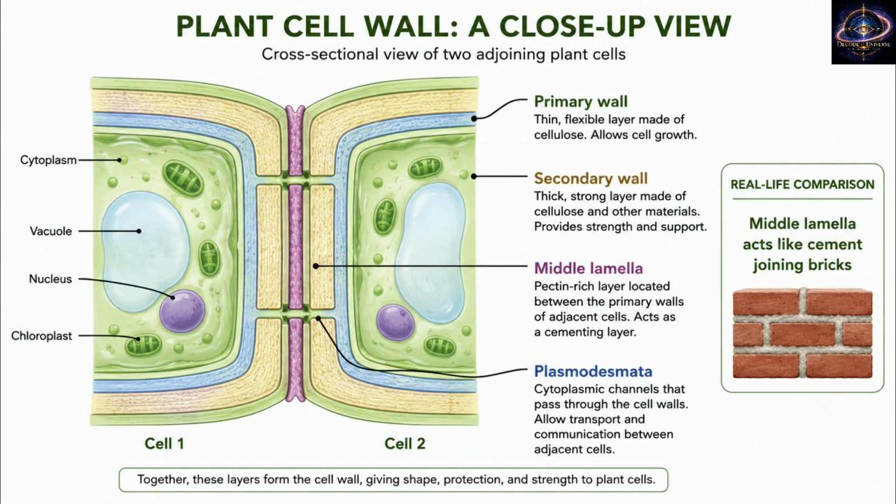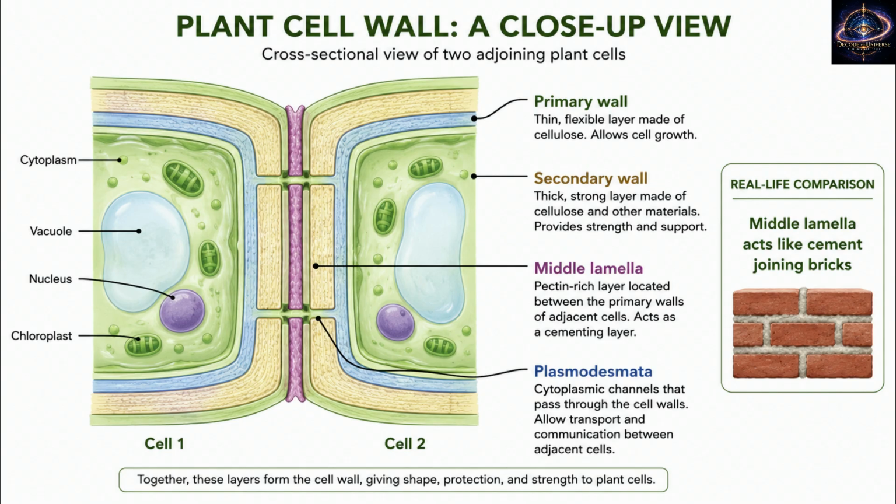Grana are the site of light reaction. Stroma is the site of dark reaction. Question. Teacher: Which organelle traps light energy for photosynthesis? Student: Chloroplast.